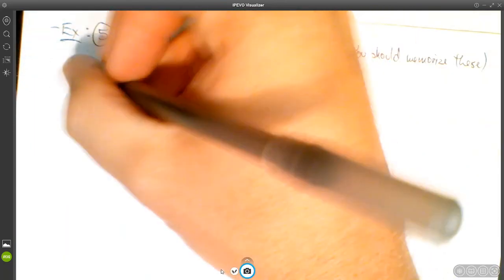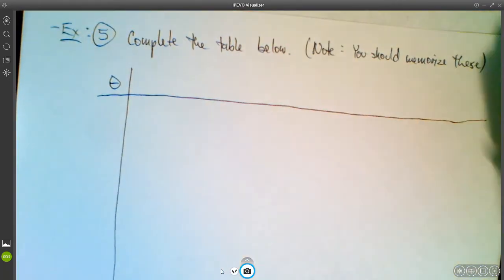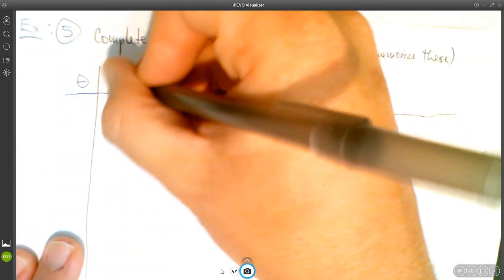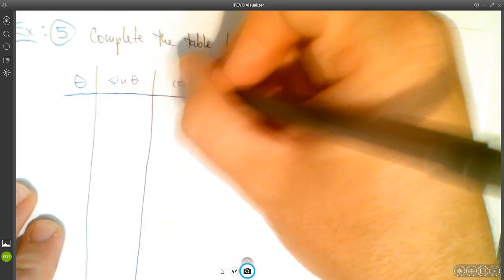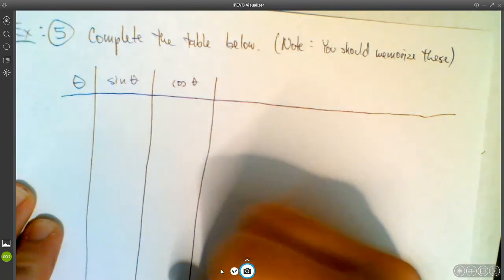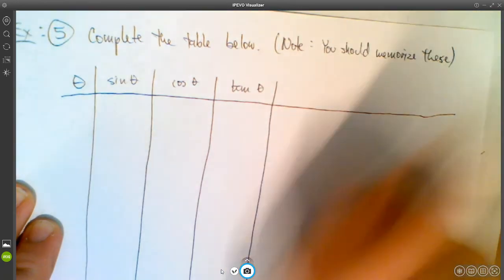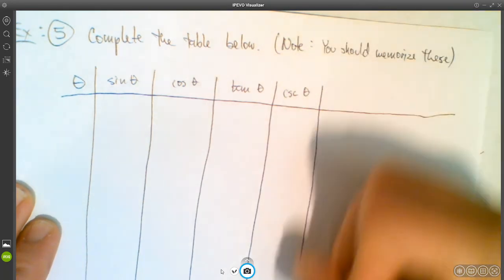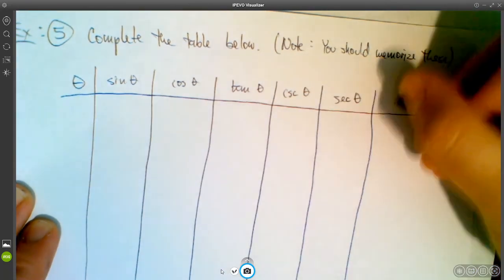But here's the table. So let's do this. Let's find the 6 trig function values for each of the following angles. So let's do sine theta, cosine theta, tangent theta, and then we'll do their reciprocals as well. So cosecant, secant, and cotangent.